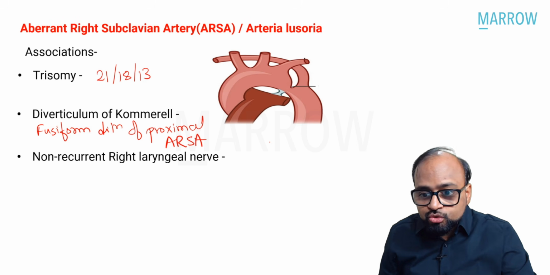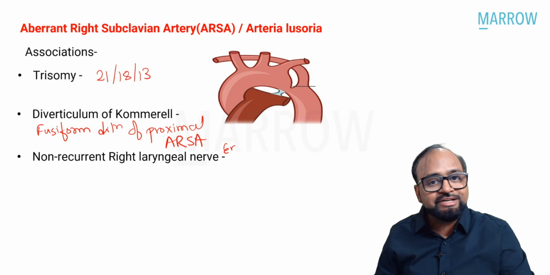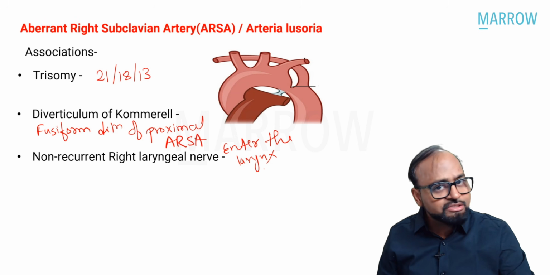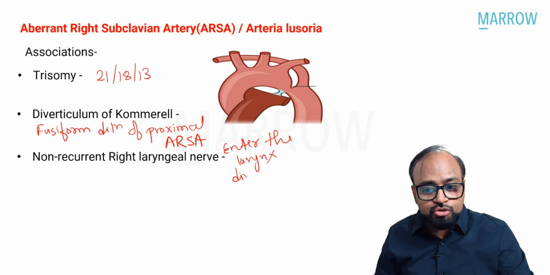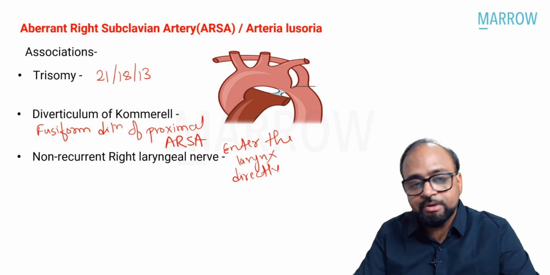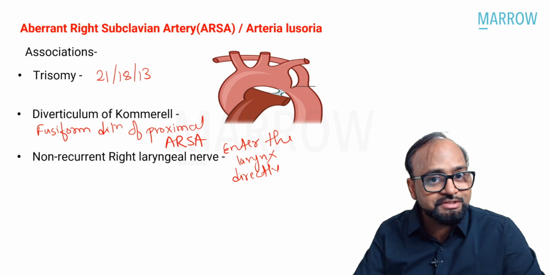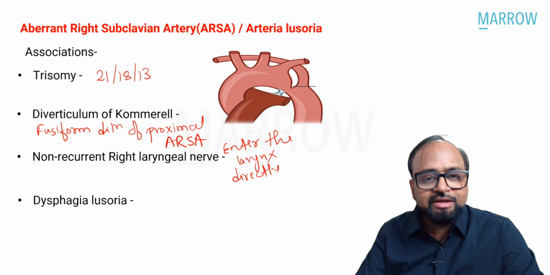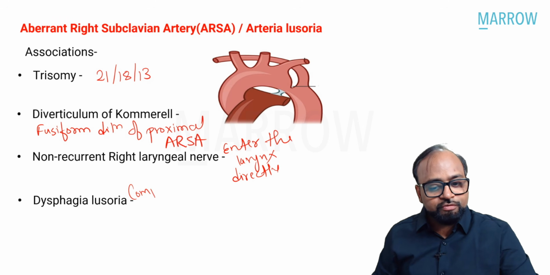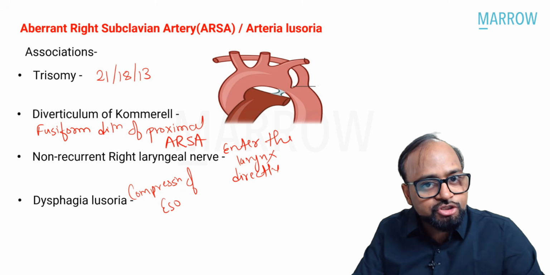Remember, because of the embryological variations here, in cases of ARSA, the right laryngeal nerve is not recurrent. So it enters the larynx directly, right? Enters the larynx directly. This has immense surgical importance. It is not recurrent. That is, it doesn't dip down into the thorax and then come up, but it enters the larynx directly. It has surgical importance. What is that? We are going to see that. And of course, we've discussed this because it compresses the esophagus. So extrinsic compression of the esophagus is going to give rise to dysphagia. This is called dysphagia lusoria.